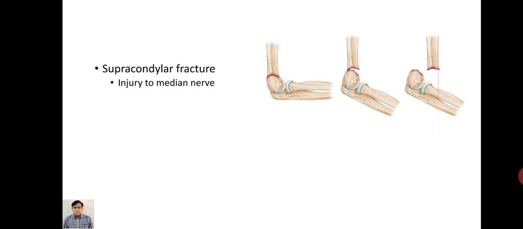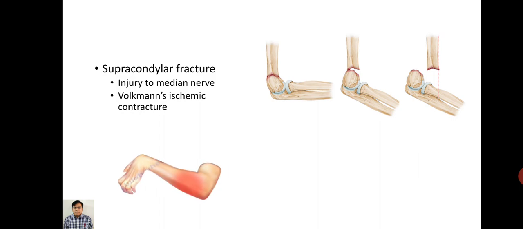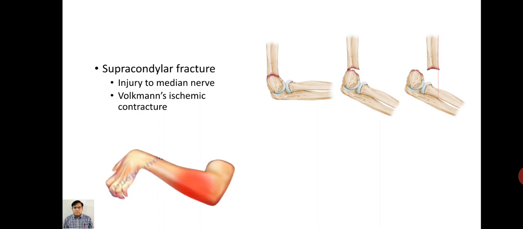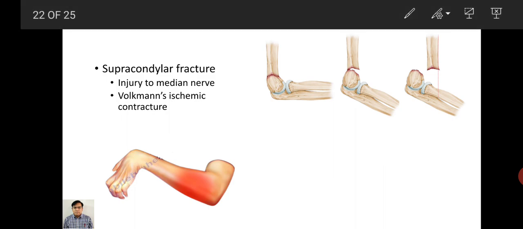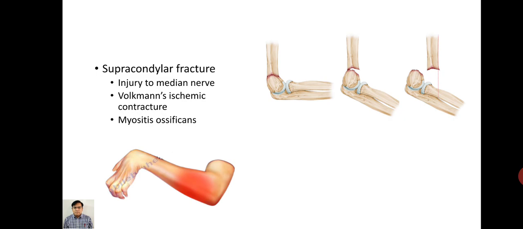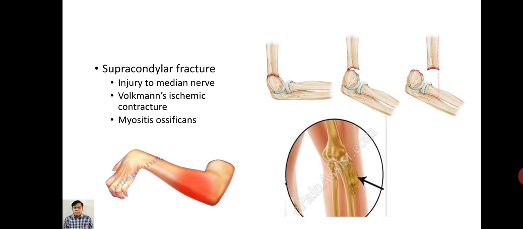Then Volkmann ischemic contracture. This is the diagram showing Volkmann ischemic contracture, in which there is a permanent contracture of the forearm muscles due to the lack of blood supply. Then myositis ossificans, it means ossification of muscle. This is the diagram showing myositis ossificans.